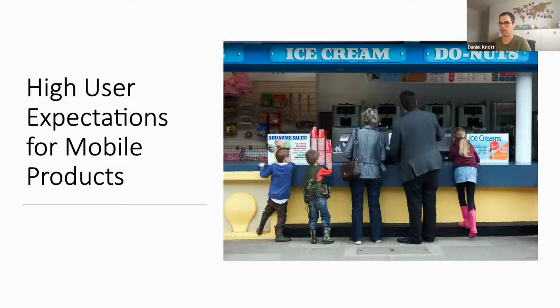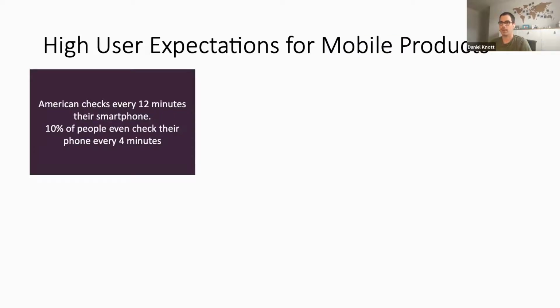So, high user expectation for mobile products. That's something that I have seen in the past years as well, that users have high expectations. And there's another example that I found: Americans, or US people, check their smartphone every 12 minutes, and 10% of people even check their phone every 4 minutes. So it's really something personal. It's a really personal device for each and everybody out there.